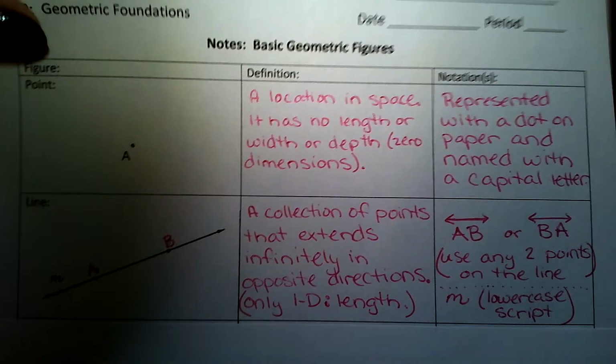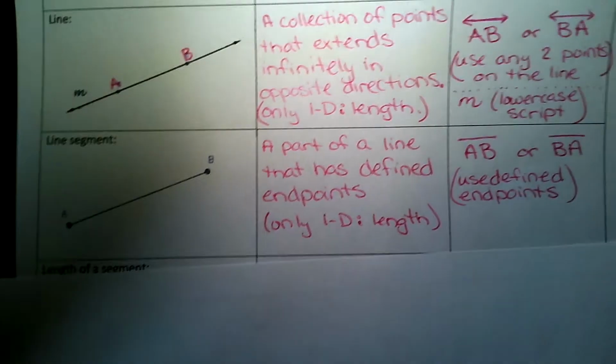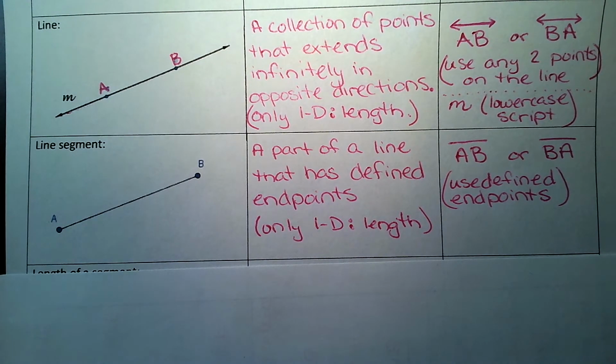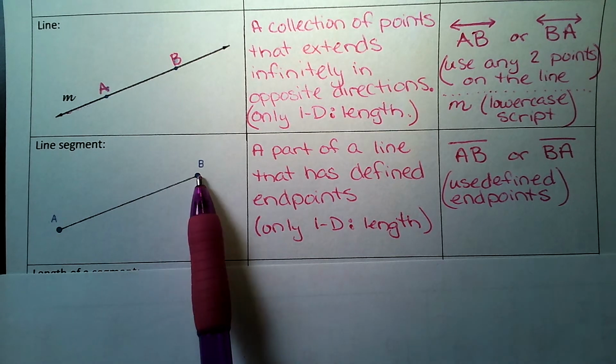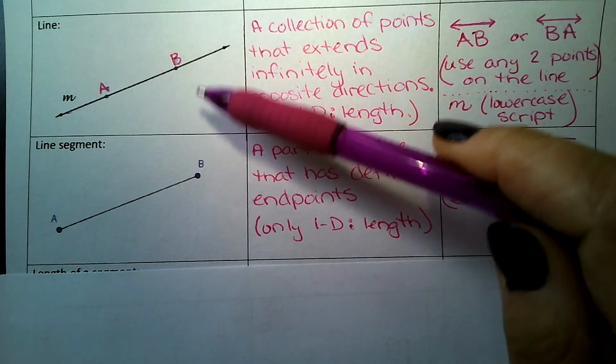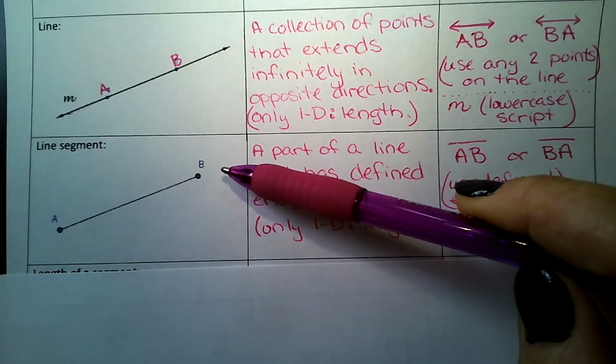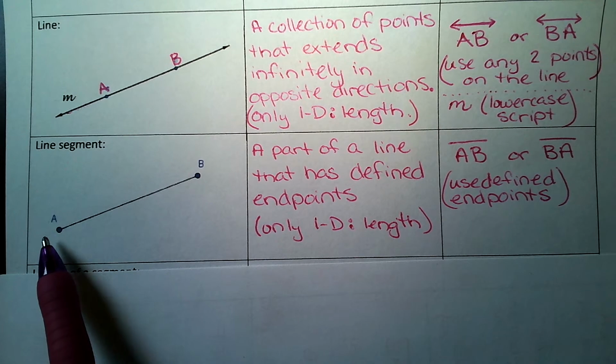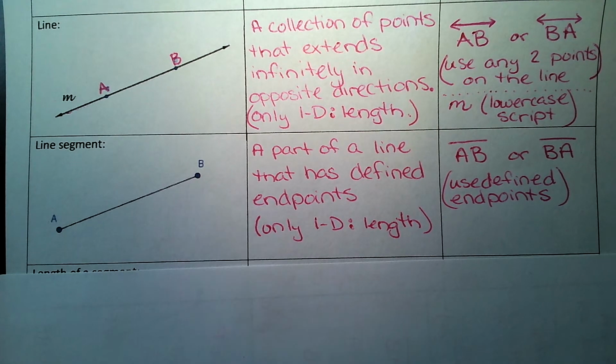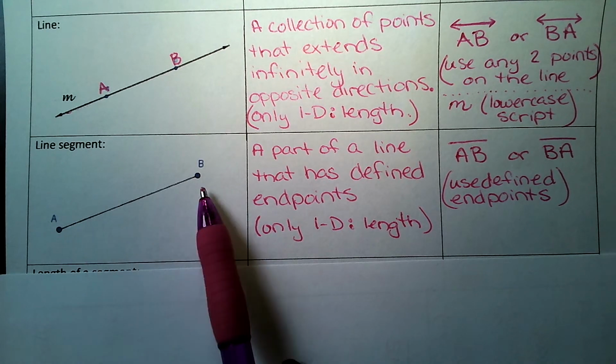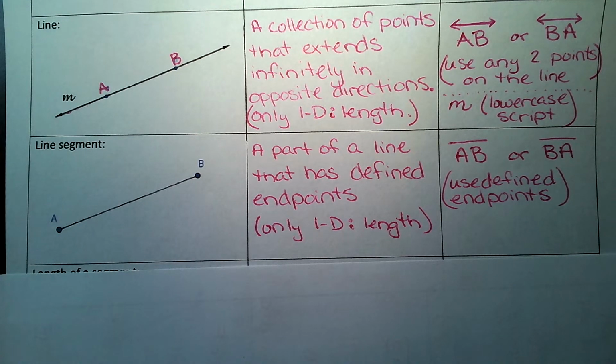Our next figure is a line segment. A line segment is just a part of a line that's defined by the 2 endpoints. So these 2 pictures are similar, but here this line does not continue forever. It stops at point A and it stops at point B. It only has one dimension, and that's the length. We could measure how long this line is. So a line segment is just a portion of a line. It's a part of the line.